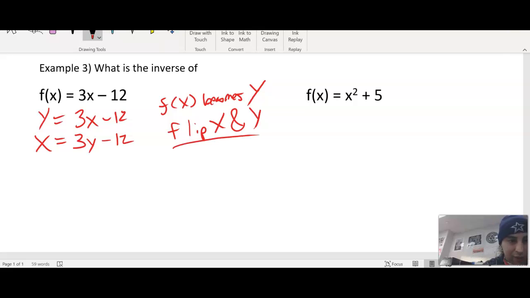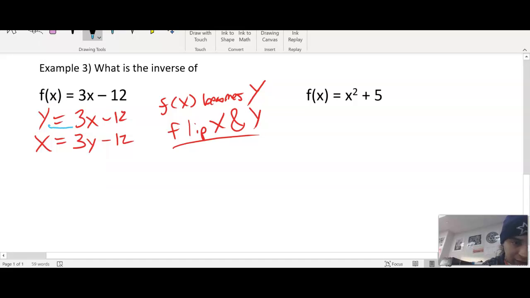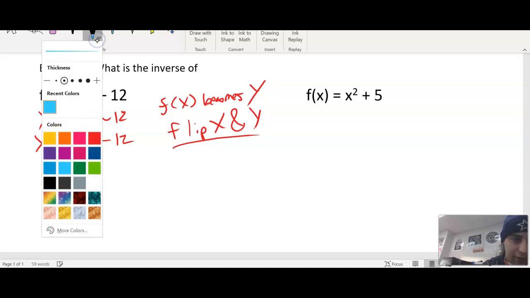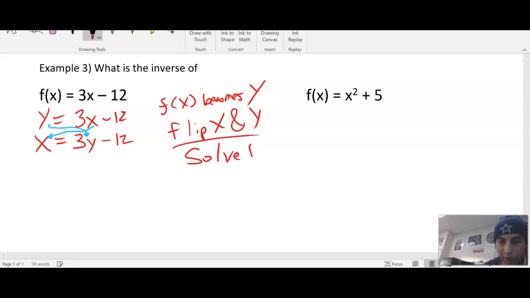Did you see how y went there, x went there, right? Now the next step is I need to solve it. Step 3 is solve this for y. So if I'm solving for y, 3 and negative 12 have to go. I get rid of the negative 12, the constant, or the loner, first. So I get rid of minus 12 with the opposite, which is plus 12.